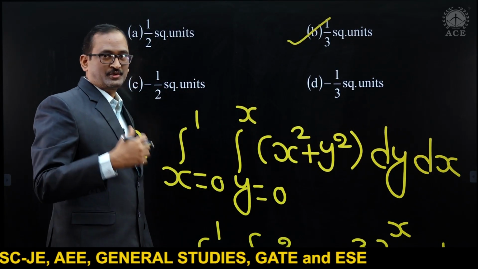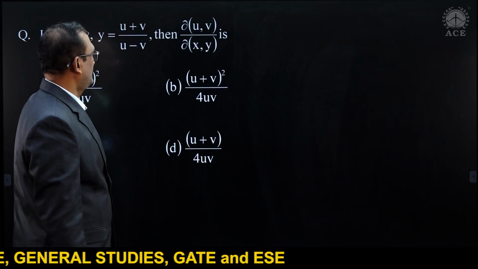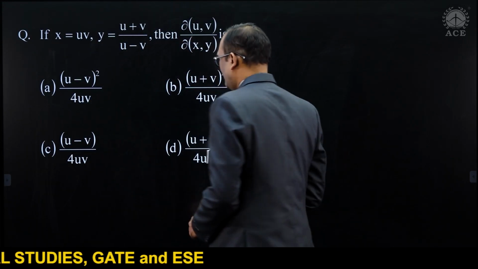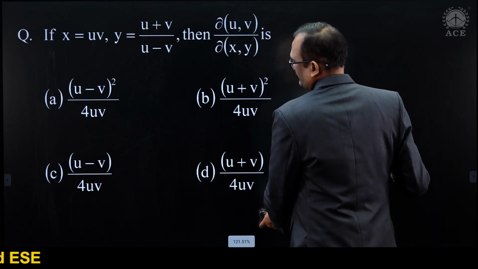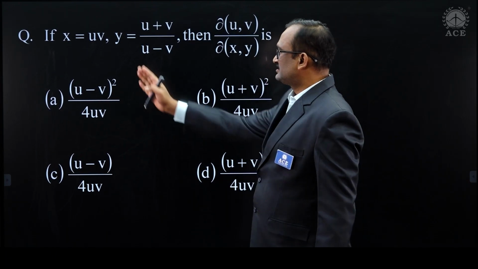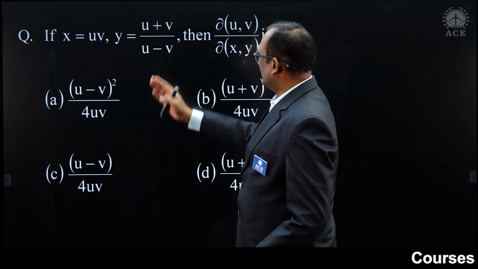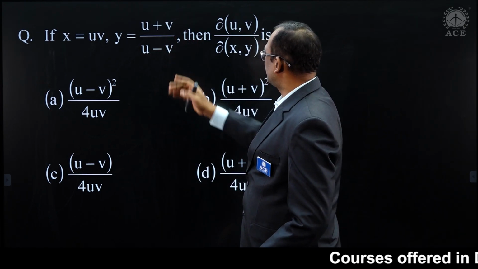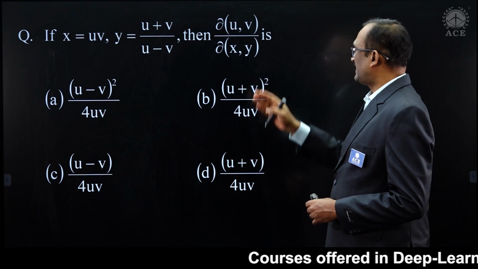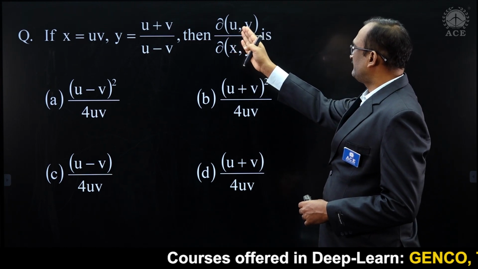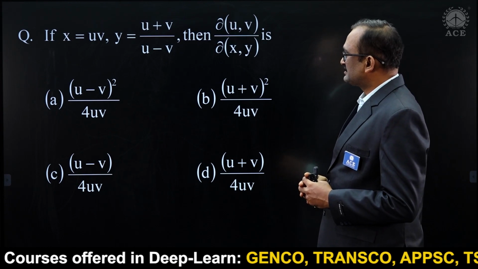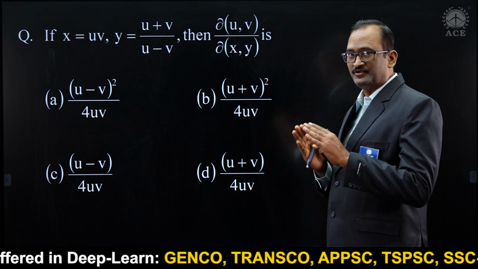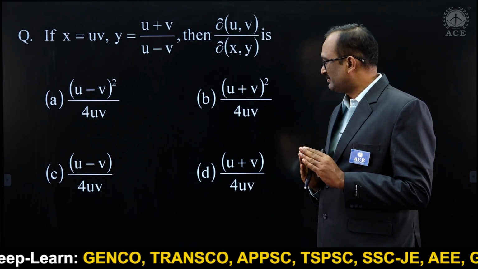Let us see the next problem. Just read the given problem. x is equal to uv, y is equal to (u plus v) by (u minus v). Then we are asked to find the value of the Jacobian of u comma v with respect to x comma y. So this is the Jacobian transformation of u comma v with respect to x comma y.